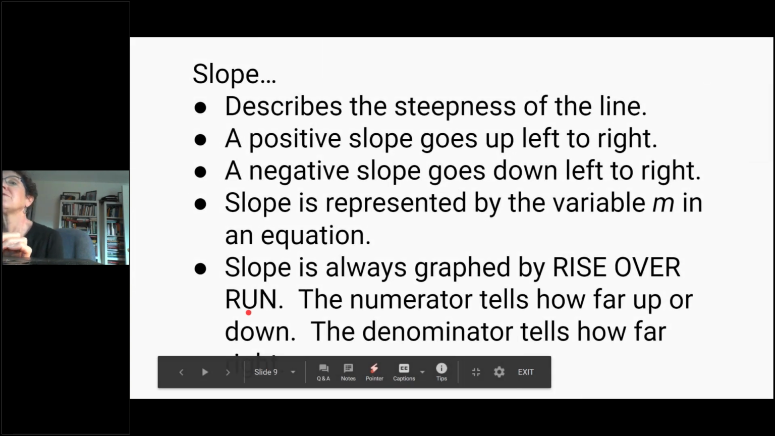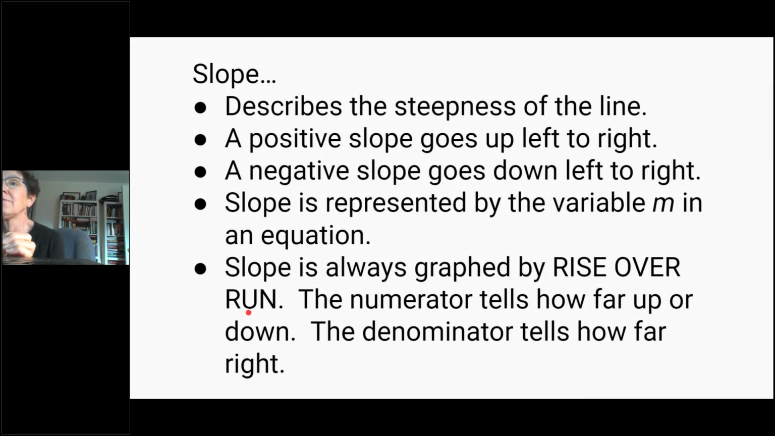So slope describes the steepness of the line. A positive slope goes up from left to right. A negative slope goes down from left to right. Slope is represented by the variable m in an equation. Slope is always graphed by rise over run. The numerator tells us how far up or down to go. The denominator tells us how far right.